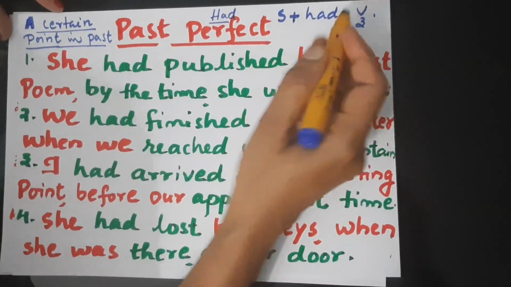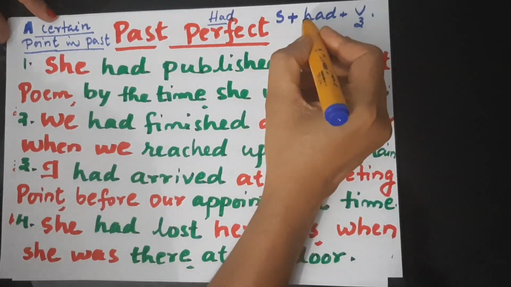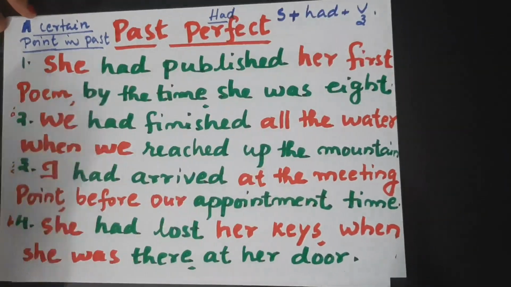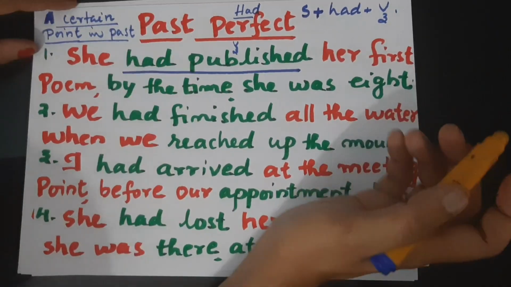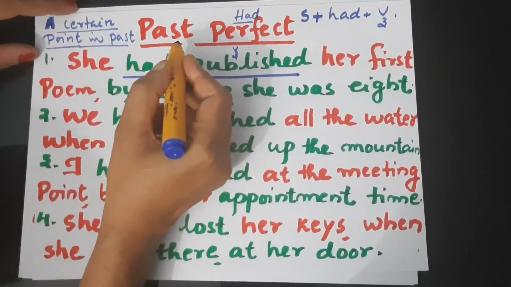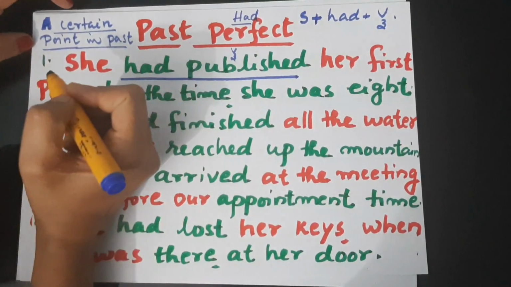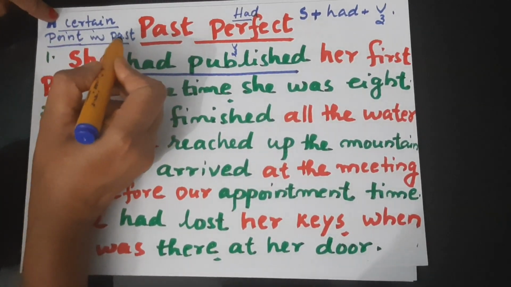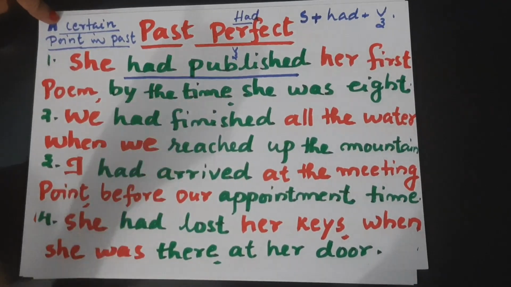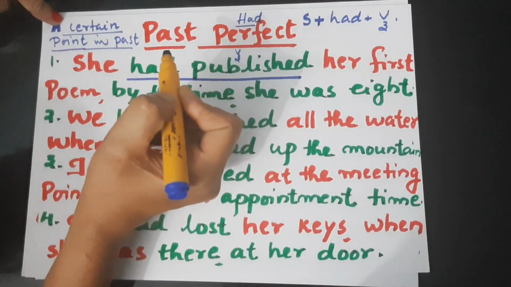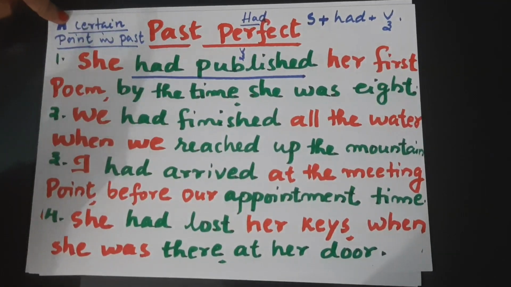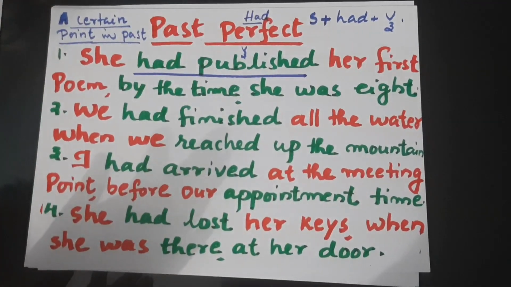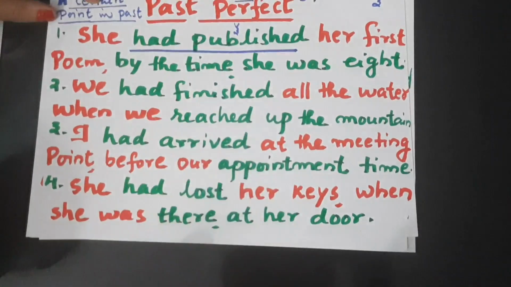Subject plus had plus V3 form of the verb. That is the structural format of past perfect. This tense is used to talk about an action that had completed before a certain point in the past. Got it? You'll understand when we go through the examples.